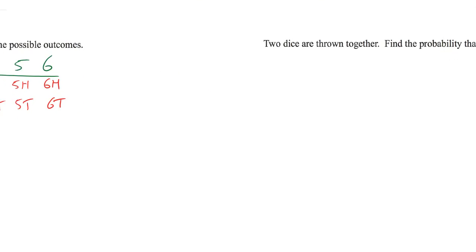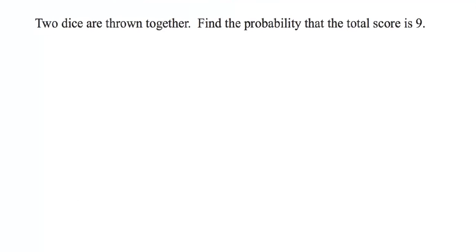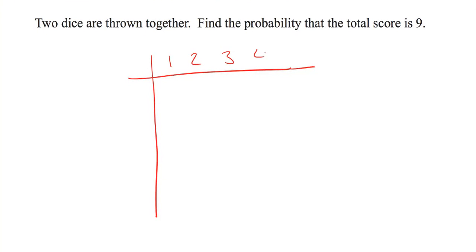So now let's look and see if we can figure out how to use this sample space to work out probability questions. So two dice are thrown together and find the probability that the total score is 9. So we're presuming here that when we throw these together, we add the numbers. So let's draw out a sample space for this. And we've got two dice, so we're going to have 1, 2, 3, 4, 5, 6. So we call this dice 1. And 1, 2, 3, 4, 5, 6 here, and we'll call this dice 2.